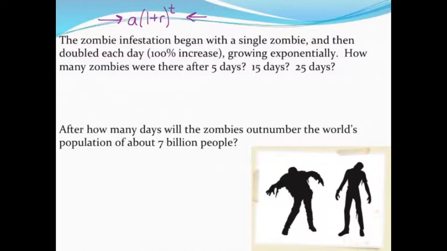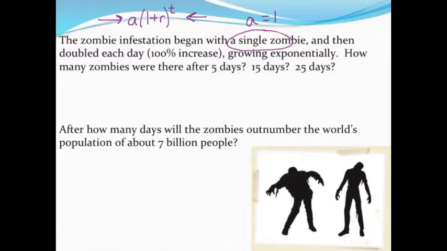So let's go ahead and take a look at this example and get some numbers plugged into our model, and go from there. So we're starting with a zombie infestation, always a good way to represent exponential growth. And it says the zombie infestation began with a single zombie. So there's some important information that tells me my initial value, the A, is going to be 1 in this case. And then doubled each day.